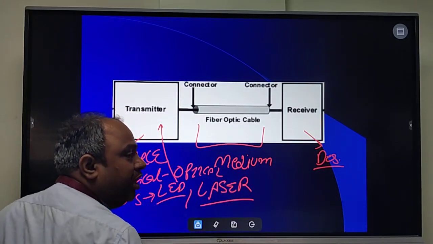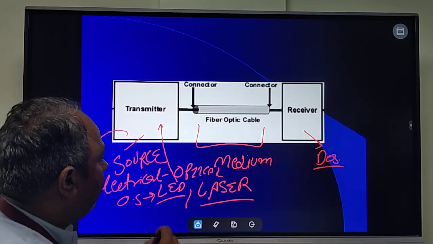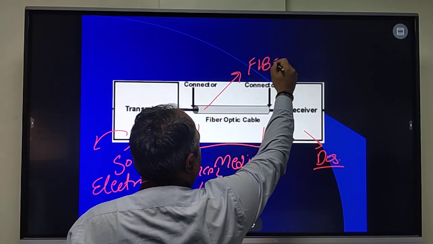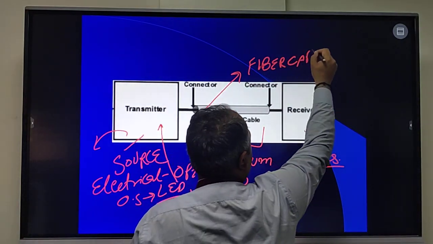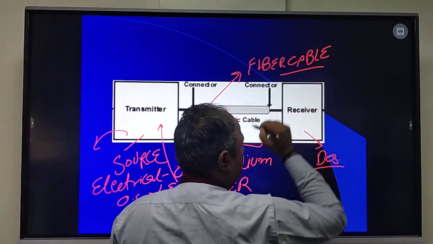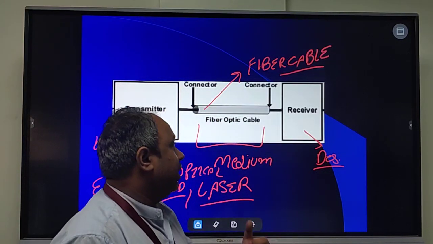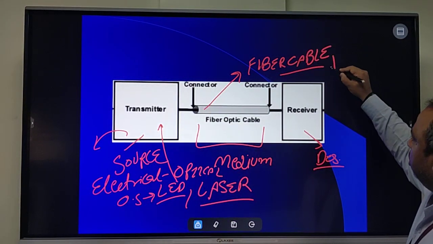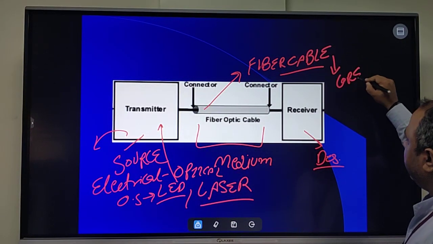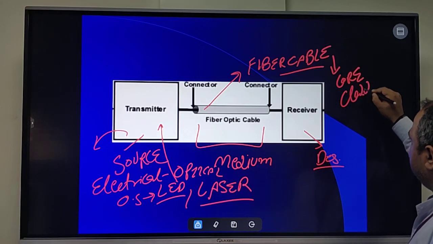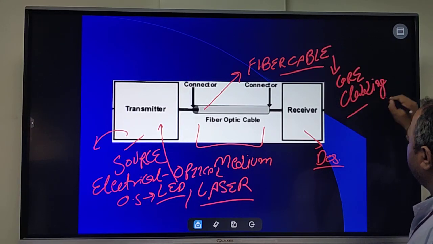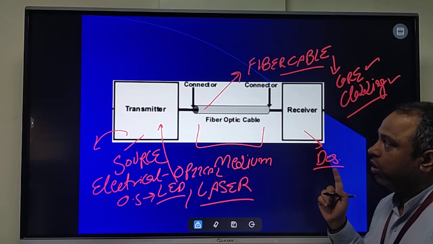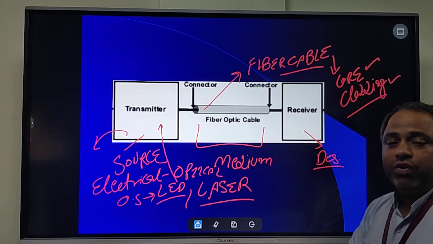Now we are talking about the medium. What kind of medium can I use for the transmission? We use a fiber cable. In that cable we use two things: one is the core, and the second is the cladding. Both are very important and very efficient. If the core or the cladding is faulty, the signal will not pass.